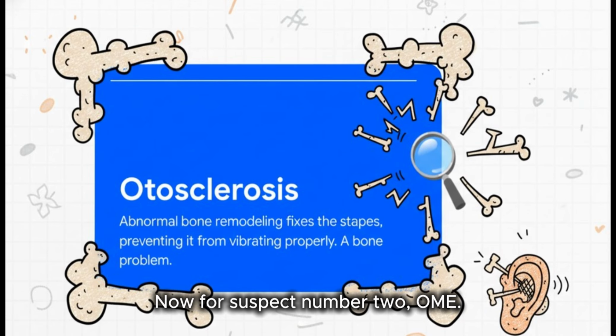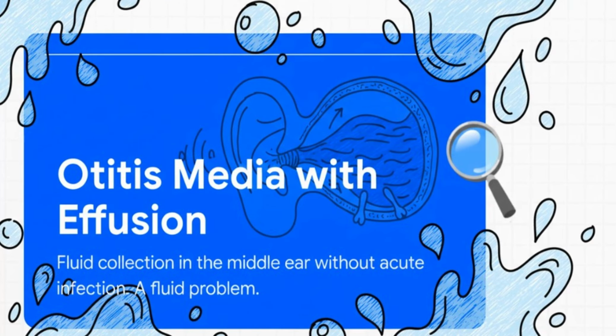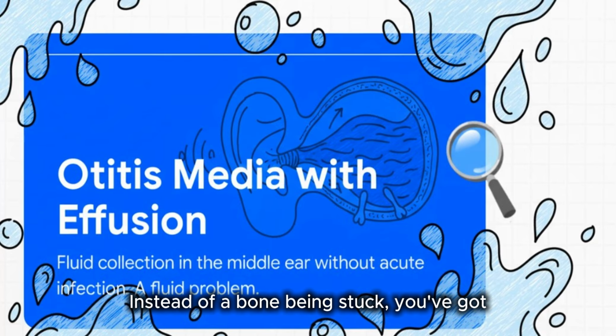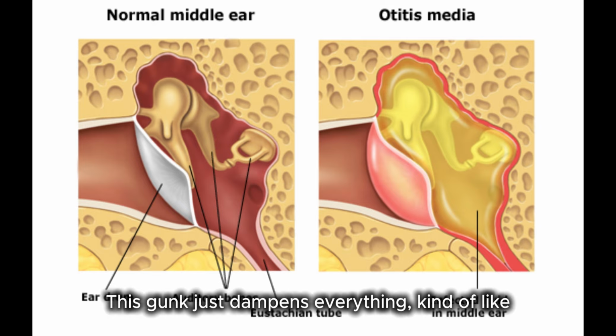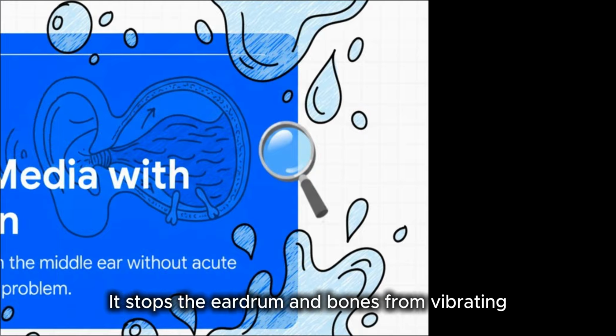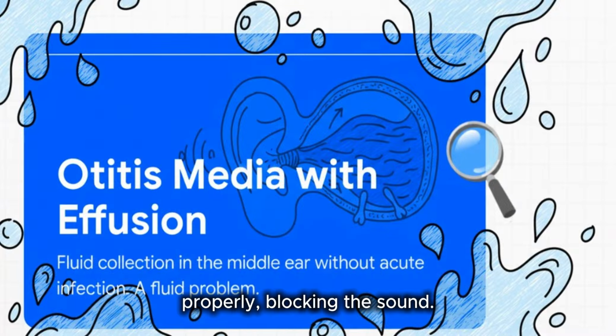Now for suspect number 2, OME. This is a whole different ballgame. It's not a bone problem, it's a fluid problem. Instead of a bone being stuck, you've got fluid filling up the middle ear space where it should just be air. This gunk just dampens everything, kind of like trying to hear underwater. It stops the eardrum and bones from vibrating properly, blocking the sound.